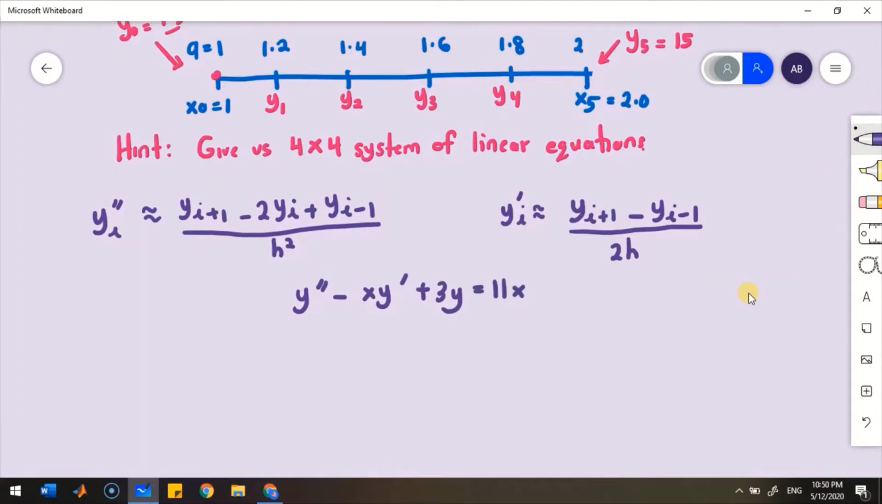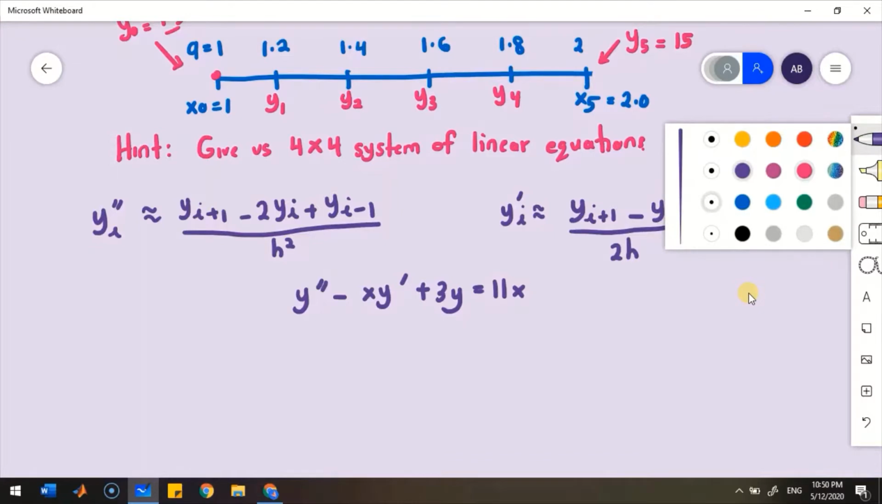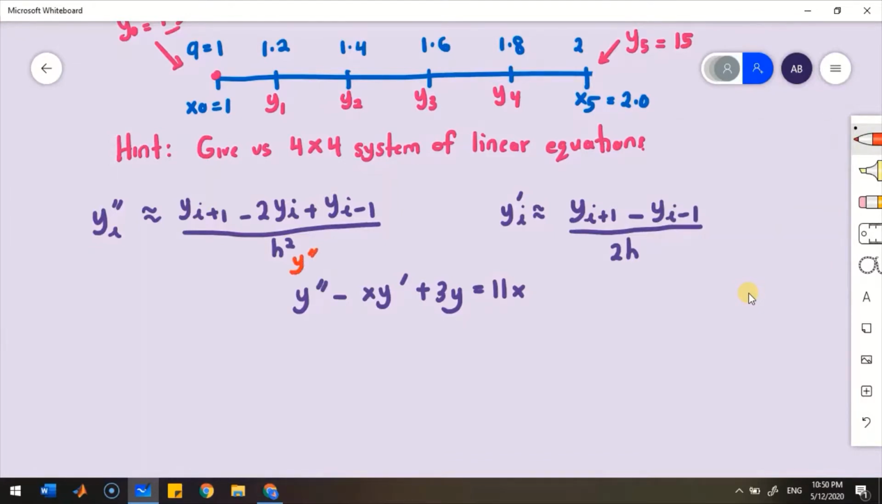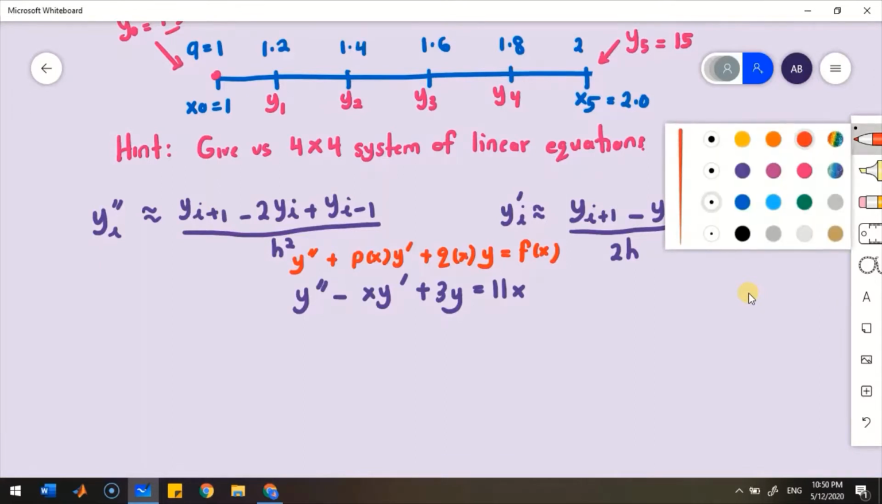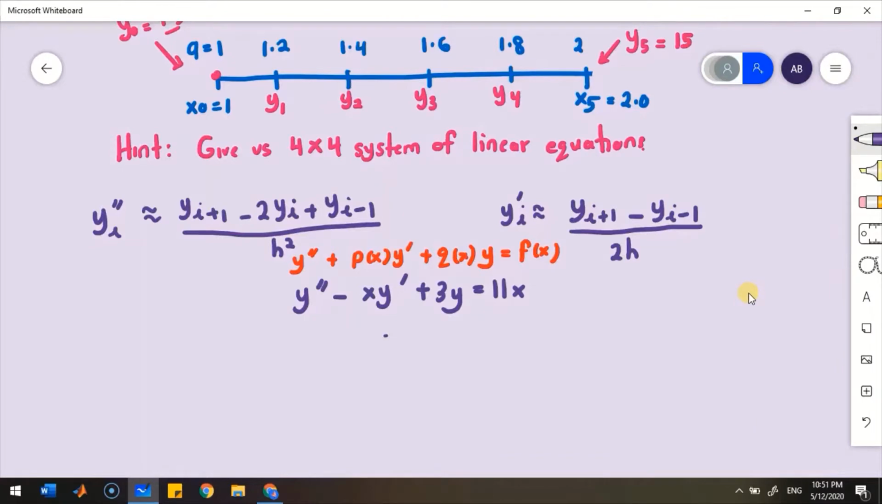Now we want to approximate this problem y double prime minus xy prime plus 3y equals 11x. This is in standard form. What's the standard form? I can write it if you forgot. The standard form is y double prime plus p(x) y prime plus q(x) y equals f(x). You need to make sure you have written the given boundary value problem in the standard form. That's the first step: write in the standard form.